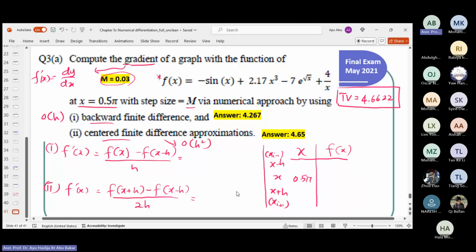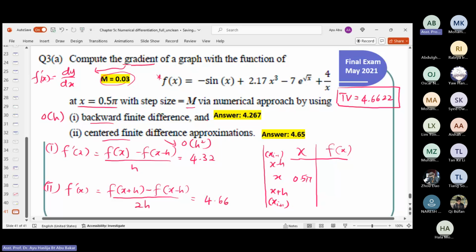Okay, do you get the same? What do you get for question number 1? 4.32. 4.32. The rest get the same? Same. Okay. How about number 2, centered? 4.66. 4.66.